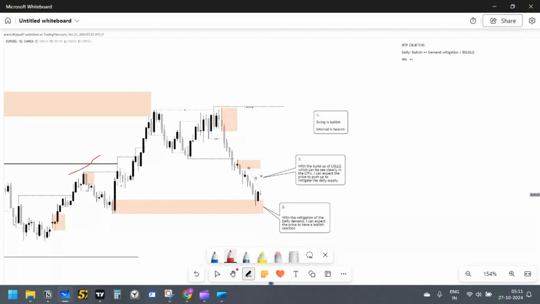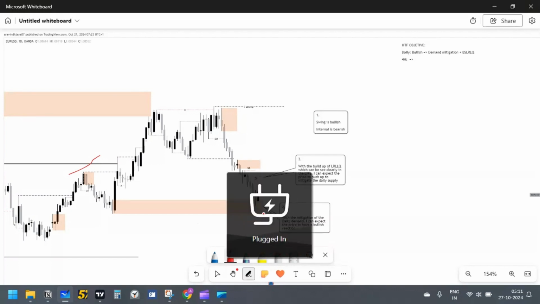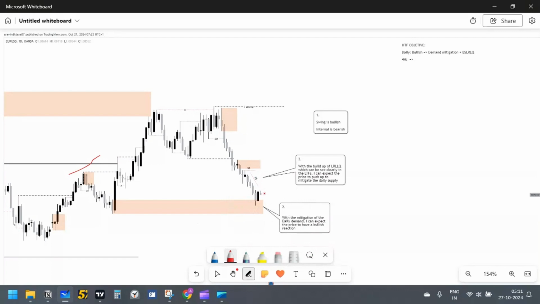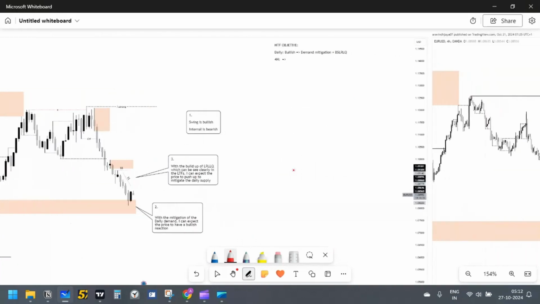So it is very obvious with the current bullish reaction that the price can go up to take out all the buy side liquidity and then mitigate this daily supply, because we have already taken a ton of sell side liquidity here and then mitigated the daily demand. So that's why the daily bias is bullish. But I did trade counter daily bias. So it's counter daily bias, counter H1 internal, but still it played out. I'll tell you why.